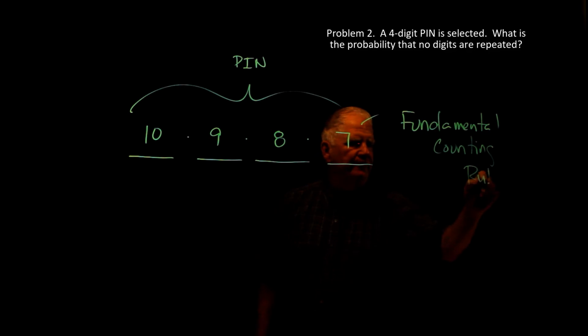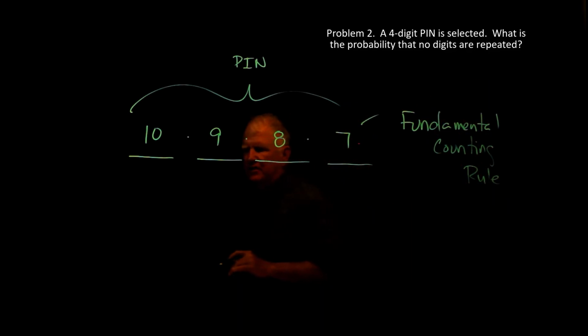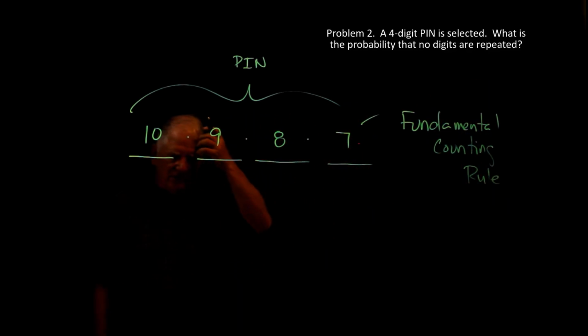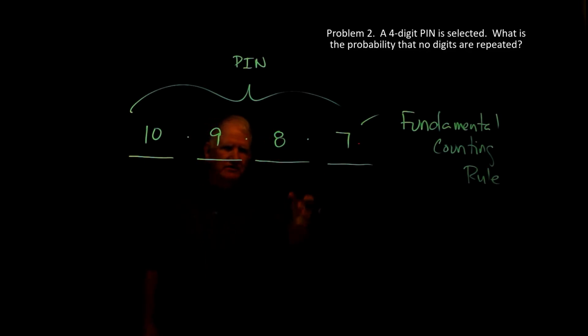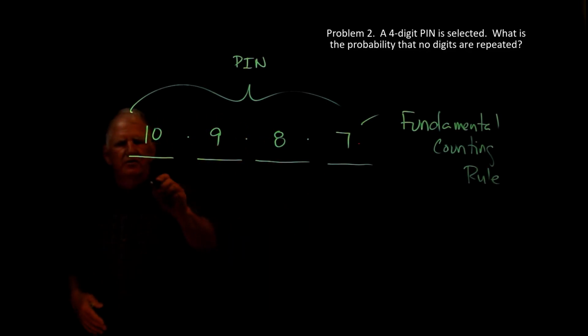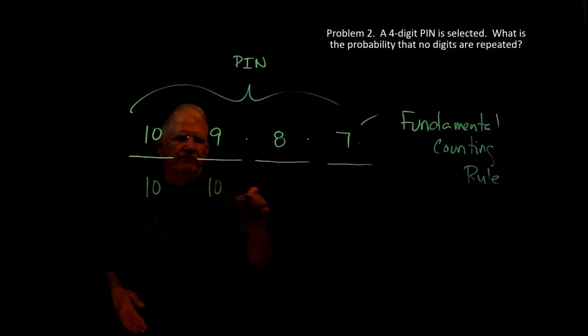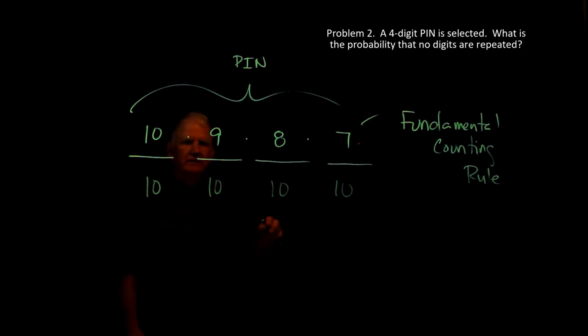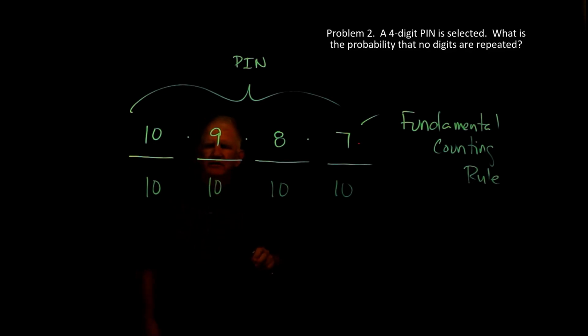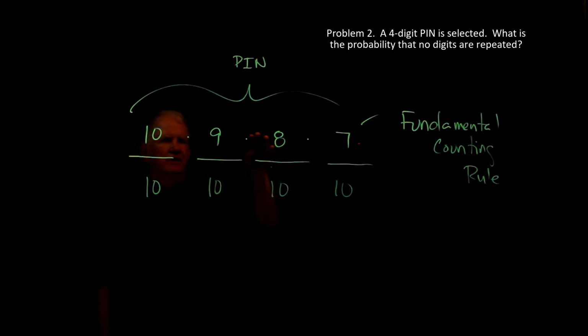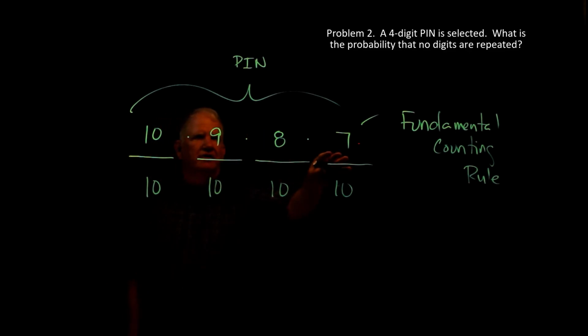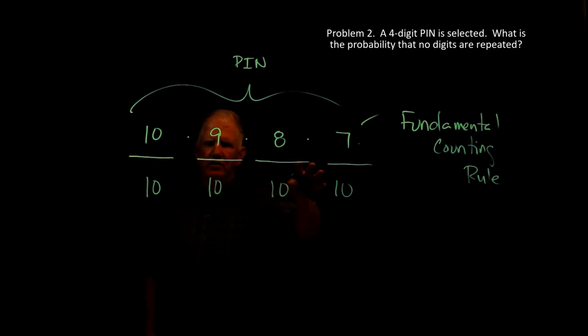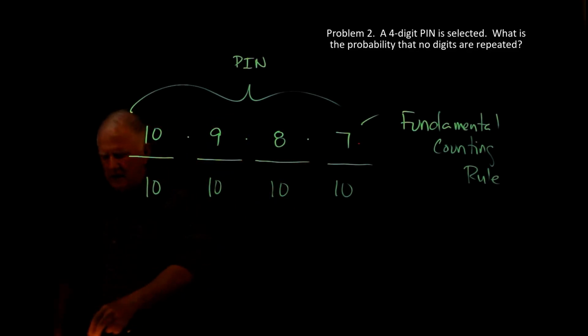All right. But the problem doesn't ask for the number of ways, it asks for the probability. So each one of these slots with no other restrictions would have had 10 different ways to fill it up. And so I've now calculated the probability of producing a 4-digit number without any repeats in it.